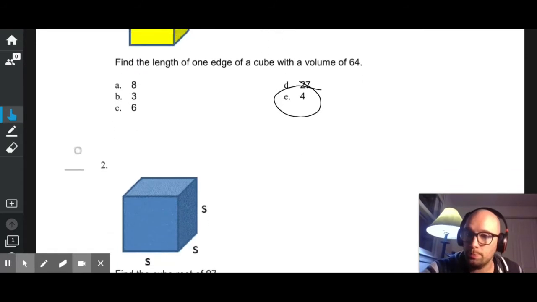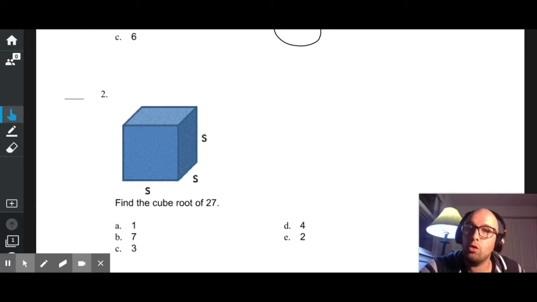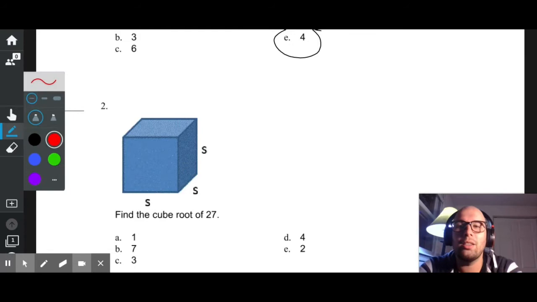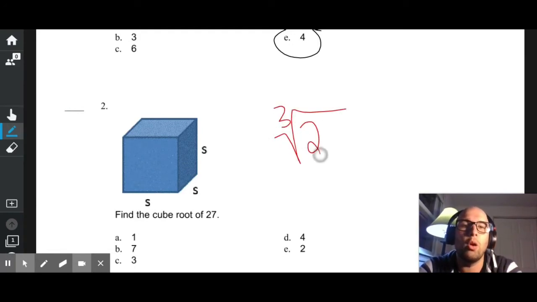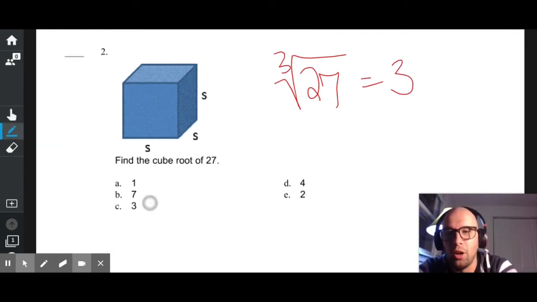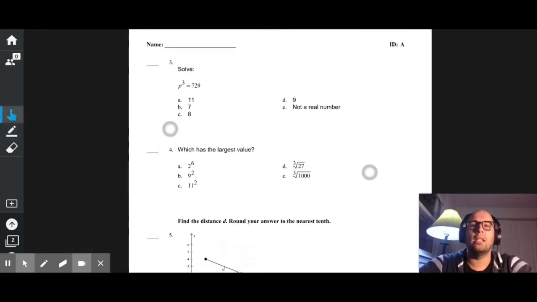Problem 2. Find the cube root of 27. Simple. What times what times what is 27? 3 times 3 times 3 is 27. Thus, and therefore, and concordingly, the answer is 3. Page one, done. Okay, second page.